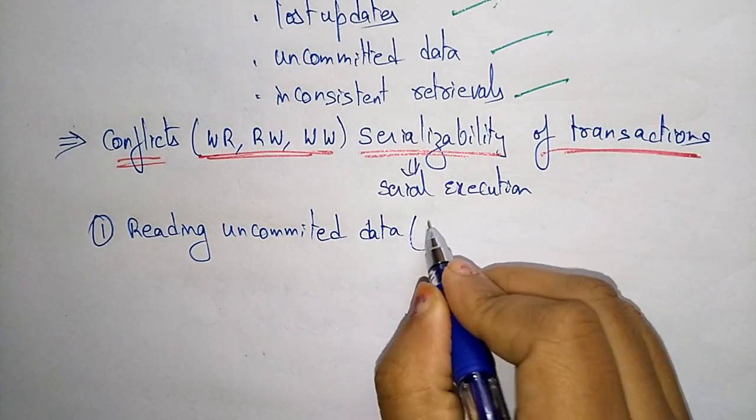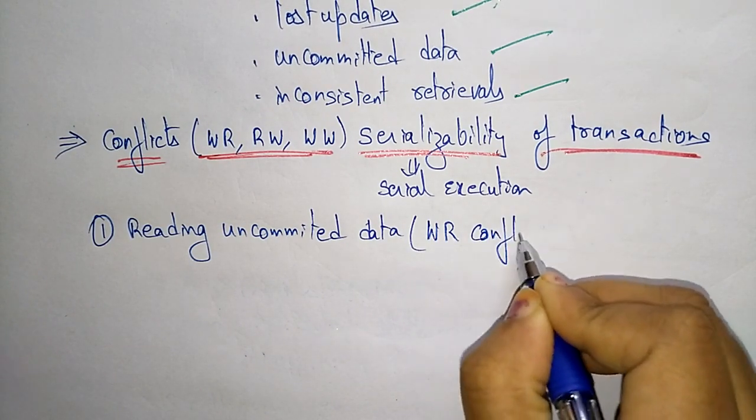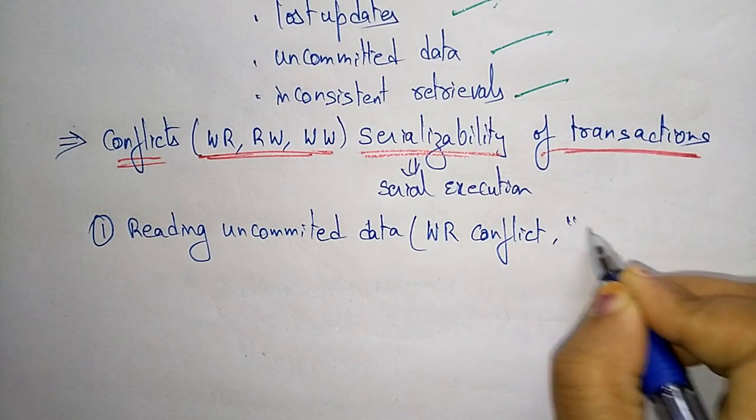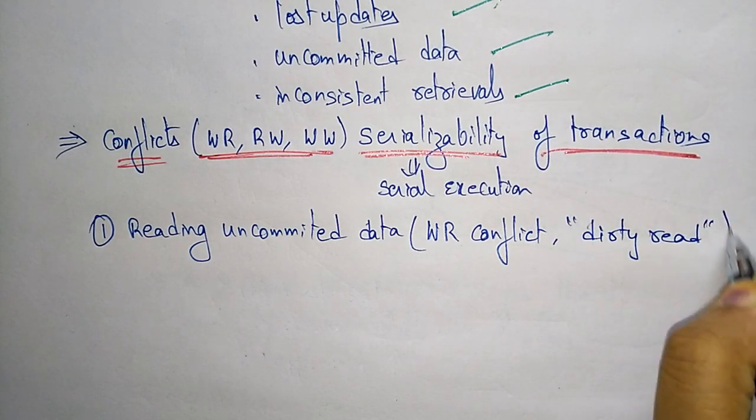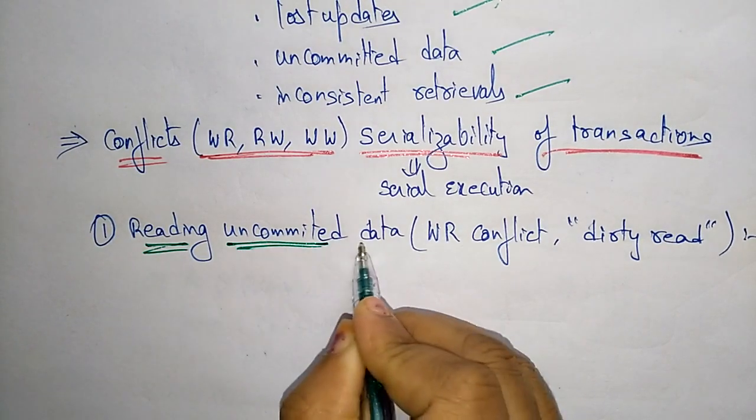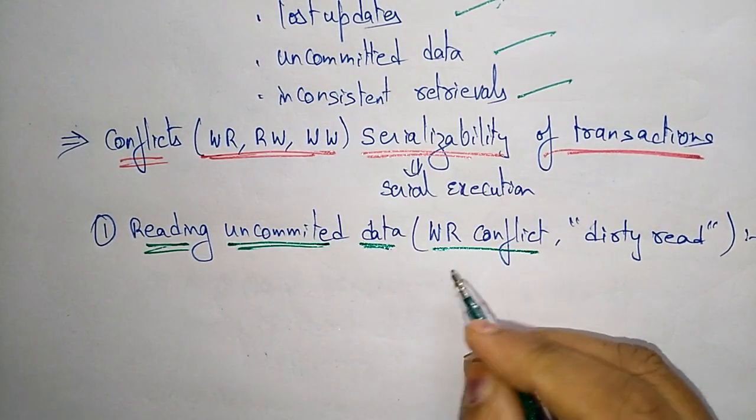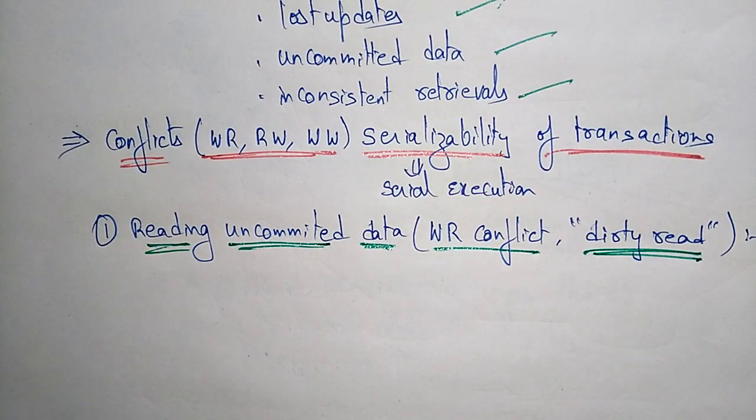So you call it as WR conflict. You call it also as a dirty read. So the another name for reading uncommitted data is dirty read. So reading uncommitted data, that is WR, write read conflict, you call it as a dirty read. So let us see what is this reading uncommitted data.